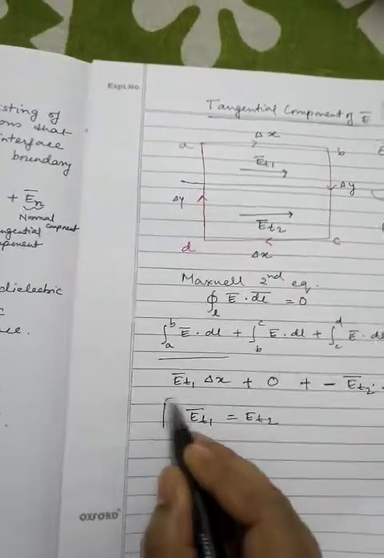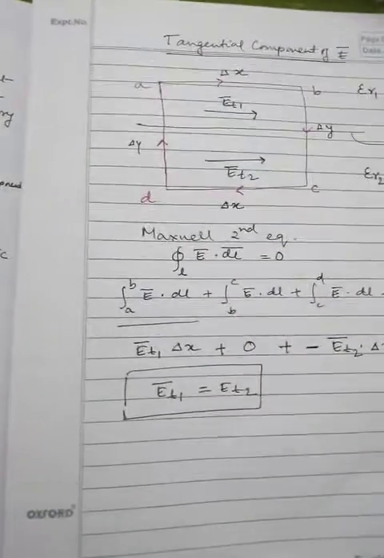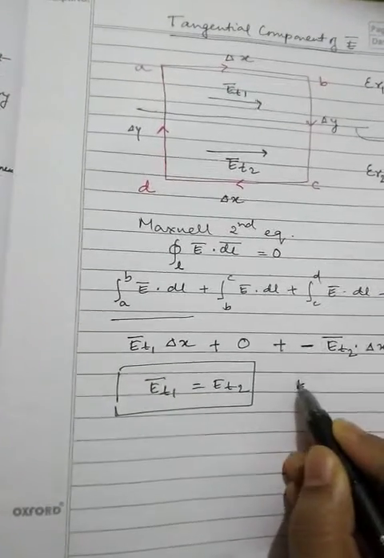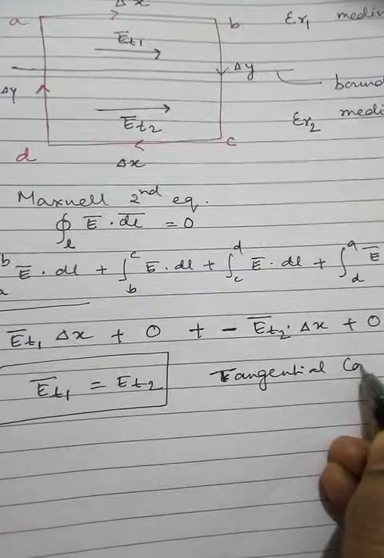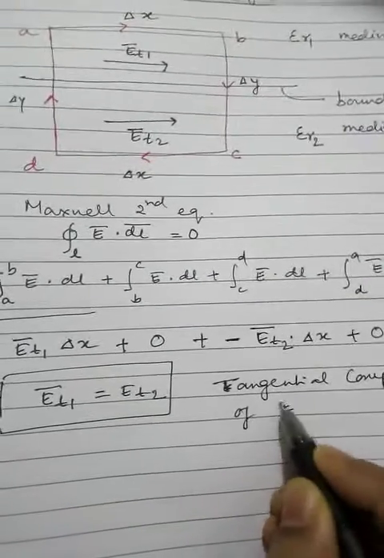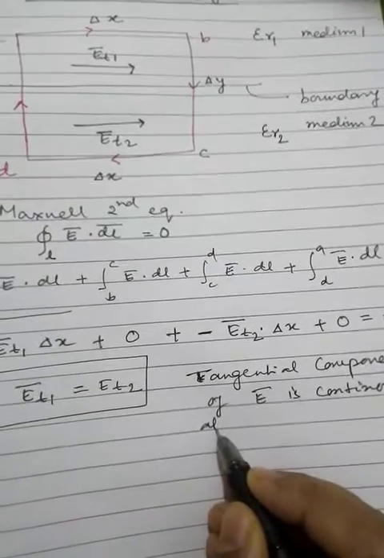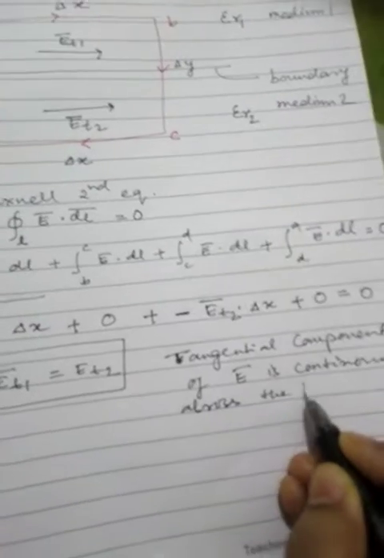It means the tangential component of the electric field is continuous along the boundary. So the tangential component of the electric field is continuous across the boundary.